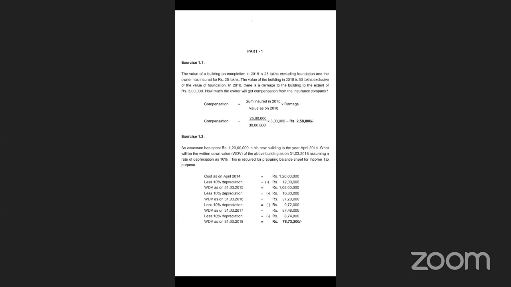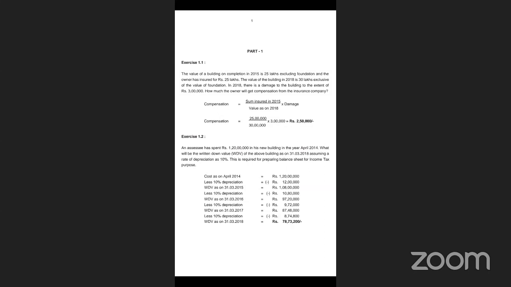So this is the usual way. You can see, cost in April 2014 is 1.2 crore, or 1 crore 20 lakhs. Then less 10%, 12 lakhs. Then deduct it again next year, again 10%, deduct it. Again 10%, deduct it. From 2014 to 2018 is 4 years. You continuously do the same exercise for 4 years, then you will get 78,73,200. Am I right? Right. This is for 4 years.